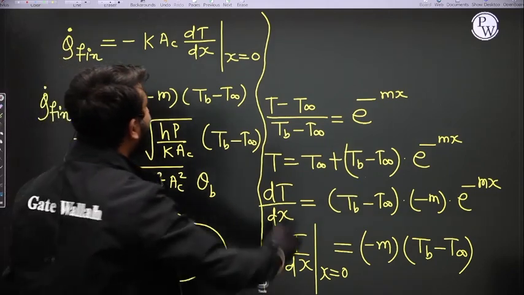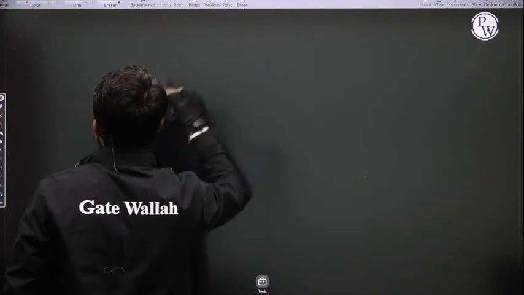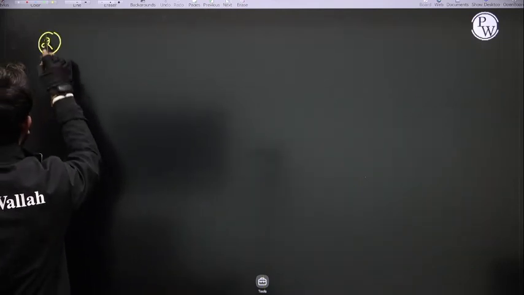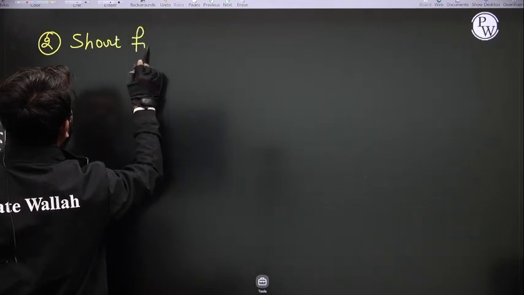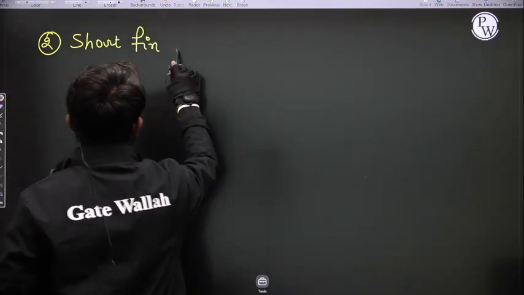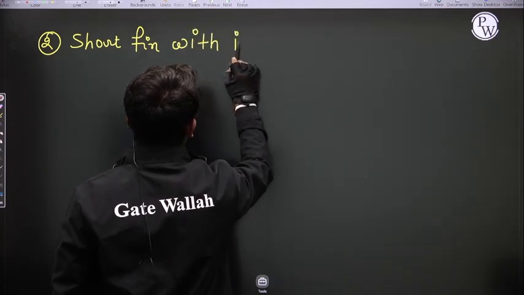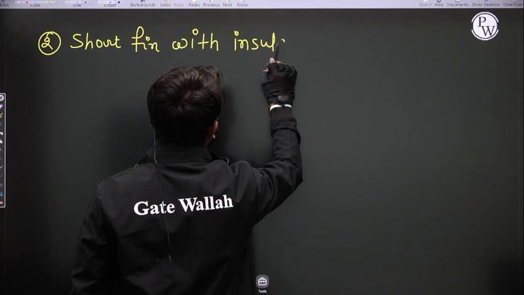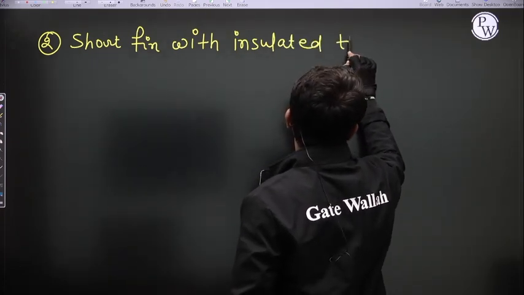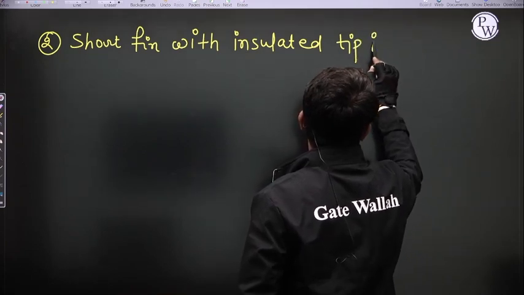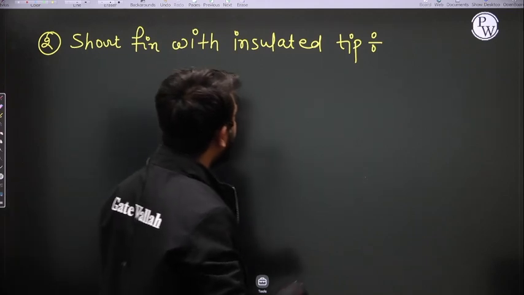Now come to the second type of fin, which is the short fin with insulated tip. Short fin with insulated tip. So what is the meaning of the insulated tip?